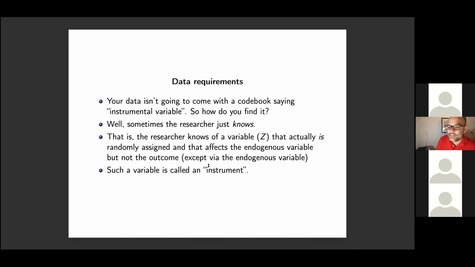So your data isn't going to come with a code book saying instrumental variable. When you download a data set and it's got 100 variables, you're not going to have a flag saying that one of them is an instrument, because instruments are not the characteristics of a data set.